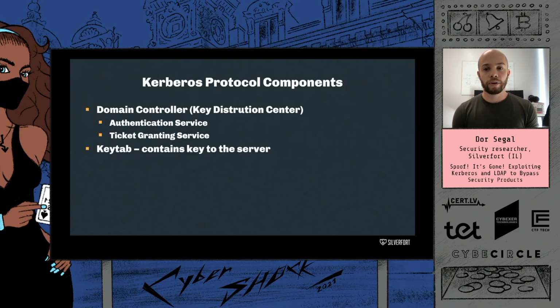Its protocol components are the domain controller, whose main service is the key distribution center. It has 2 main features: the authentication service, which validates the user's password, and the ticket granting service, which hands out service tickets to clients and servers. Also, there is a keytab, which contains a Kerberos principal and a Kerberos password hash, its server key, that of a specific server.